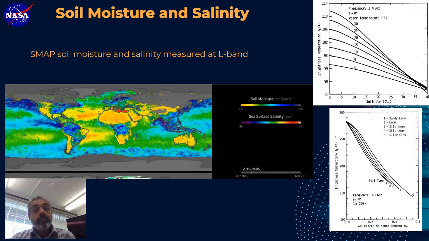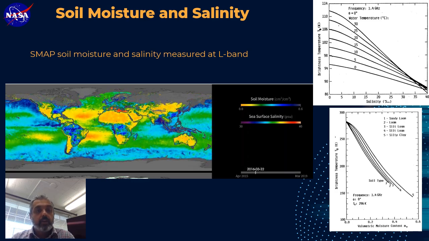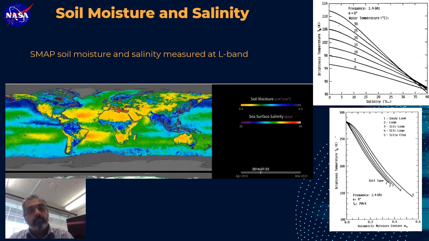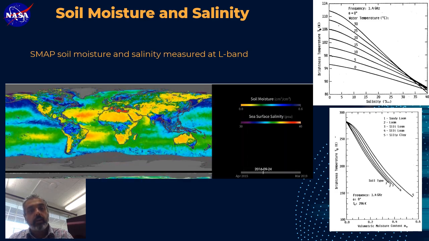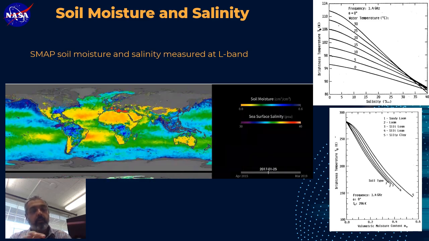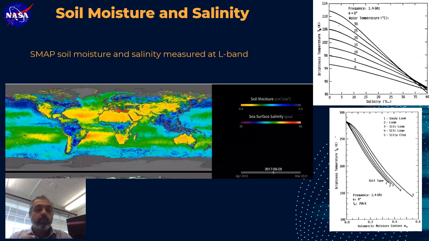Here's an example of soil moisture and salinity. This is a video. Let me see if I can play this. All right. So you can see soil moisture and salinity having the structure behind it. The color over the ocean shows salinity. The color over land shows soil moisture.